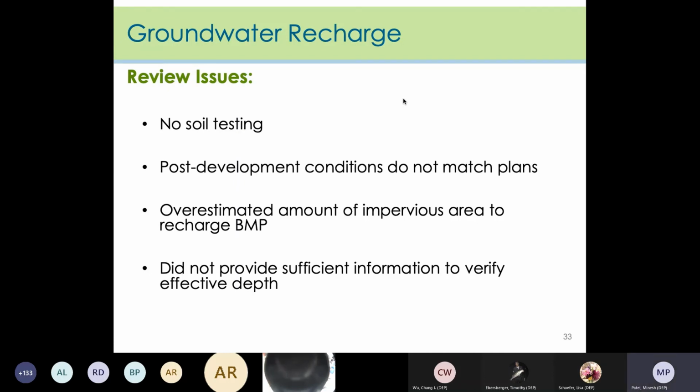Even though they didn't need to provide it, there were still some issues that we saw with the groundwater recharge, and they didn't do proper soil testing, even though they are proposing an infiltration basin, which is a big no-no. And the post-development conditions did not match the plans or reports or maintenance plan. They overestimated the amount of impervious area to the recharge BMP, and they didn't provide sufficient information to verify the effective depth. So these are just some things you need to keep in mind when looking at groundwater recharge analysis.